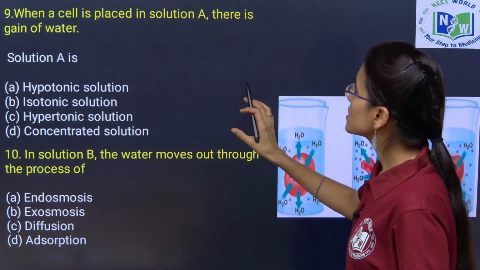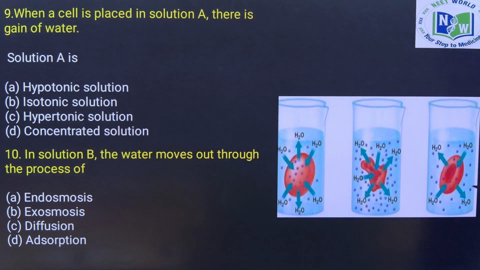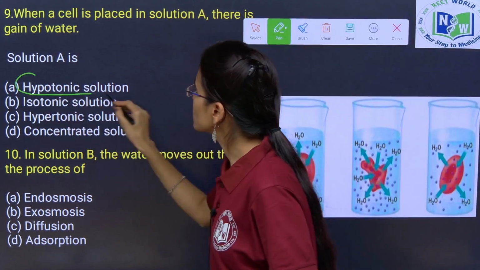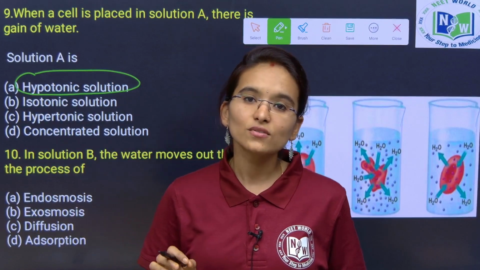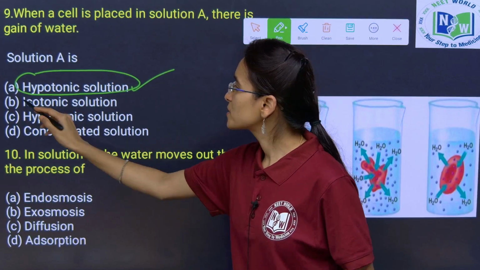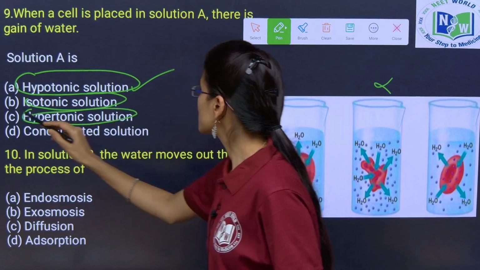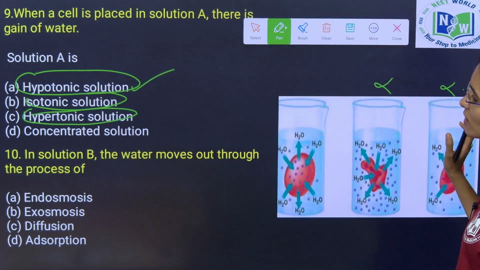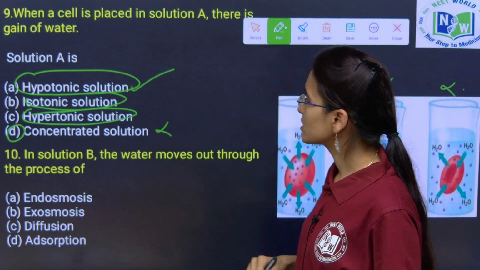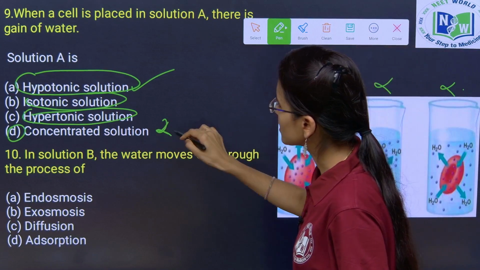Next, coming towards the ninth question. When a cell is placed in solution A, there is a gain of water. What is solution A here? Solution A is a hypotonic solution. In the hypotonic solution, the cell swells due to the endosmosis process. This is the correct option. Option B, isotonic solution, is wrong, because it is a hypotonic solution. Option C, hypertonic solution, is also wrong, because it is actually an isotonic solution. And D is concentrated solution. Here we don't have a concentrated solution, so this is an irrelevant option.